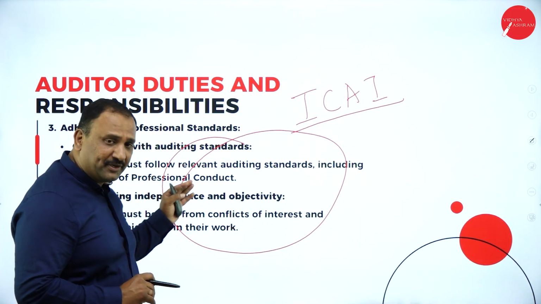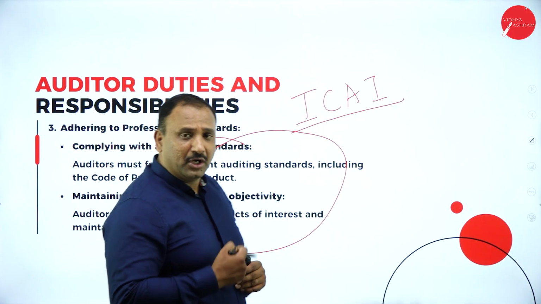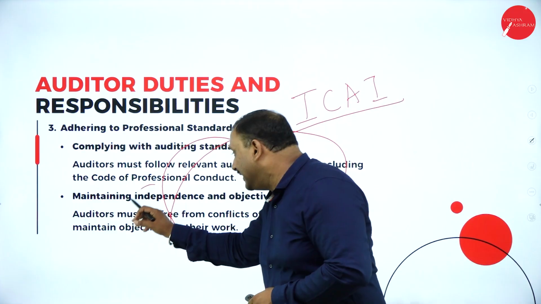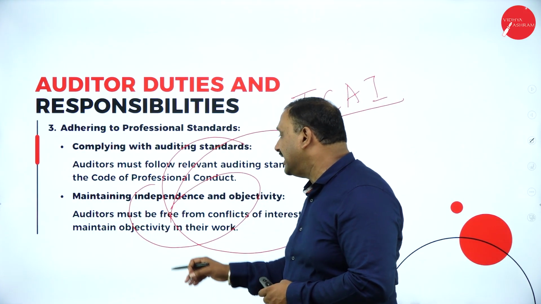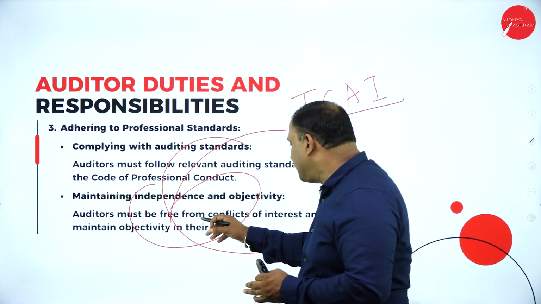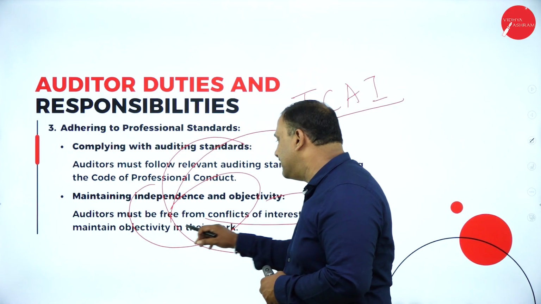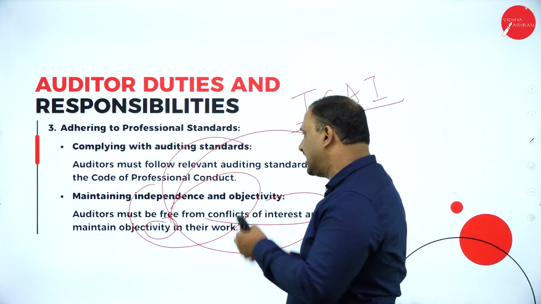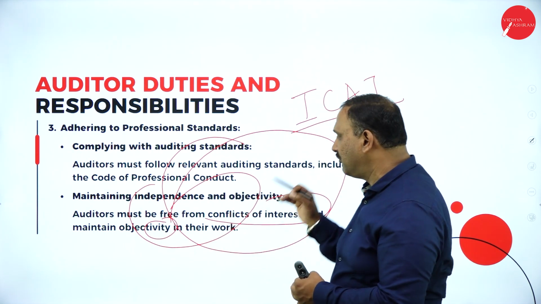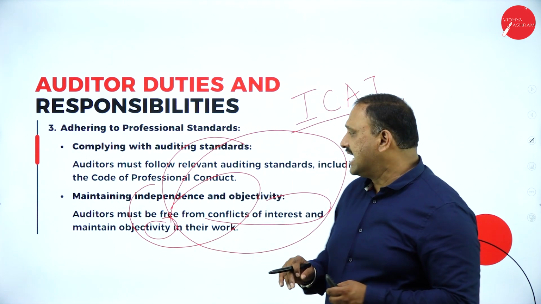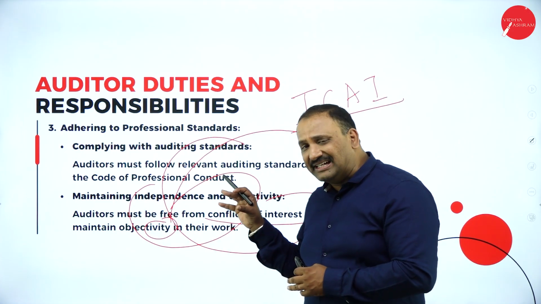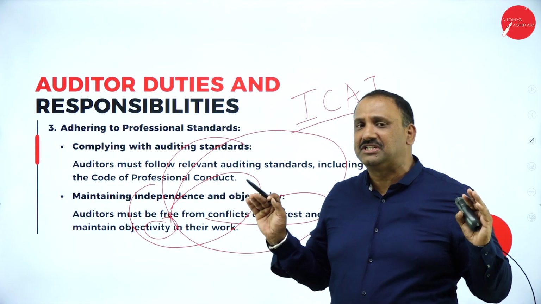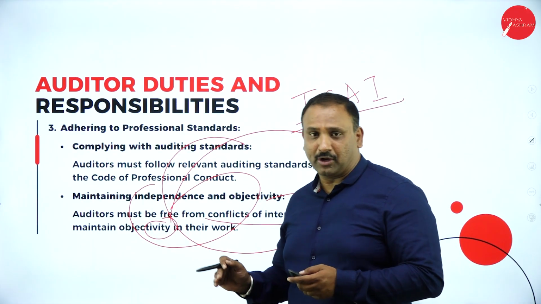So it is the primary responsibility of the auditor to present himself according to the needs of professional conduct. Now, maintaining independence and objectivity: auditors must be free from conflicts of interest and maintain objectivity in their work, which is very, very important here. That's 100% needed. Maintaining independence and objectivity means that they are not influenced by any opinions or any thought process.